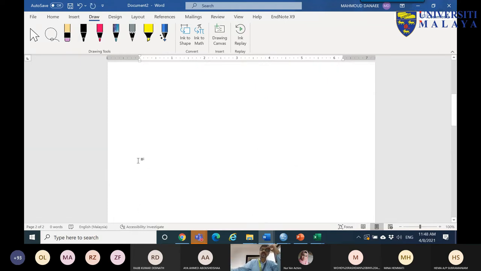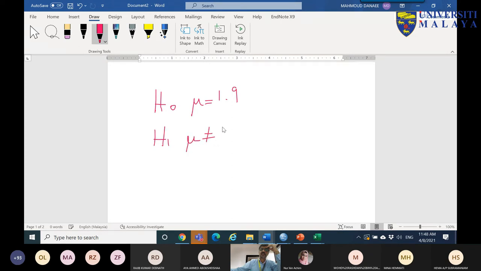What shall I do? So my null hypothesis is that, okay, the factory is right. The average of the production is equal to 1.9. The alternative hypothesis is that the average is not equal to 1.9. Agree or not? Correct?